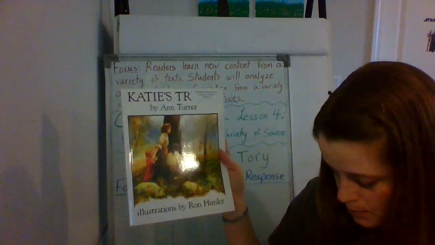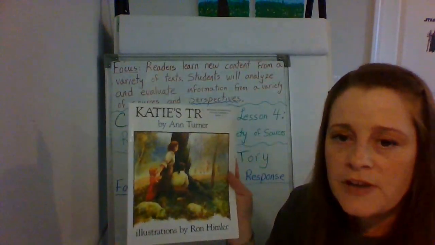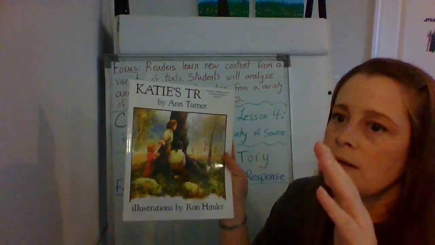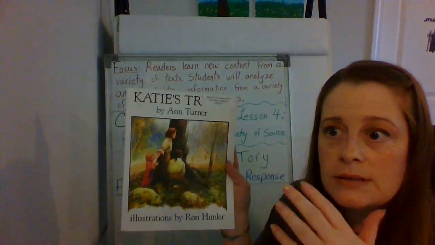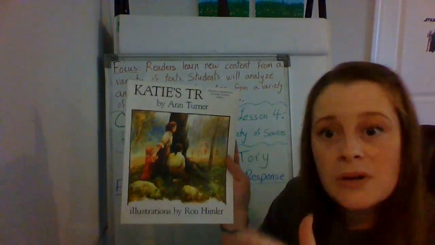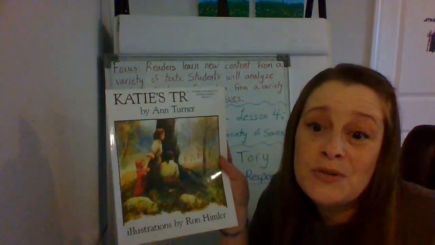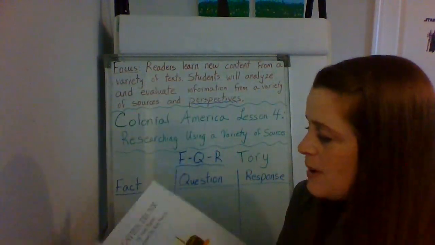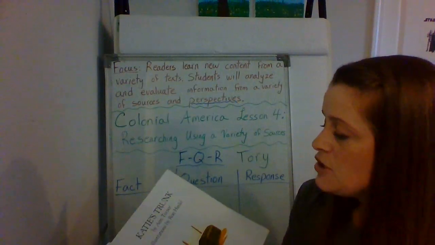This is by Ann Turner, and it's a historical fiction book that takes place right after that whole Boston Tea Party. So right after some of the loyalists, the people who wanted a new America, said, ooh, we don't like these taxes. We're going to get rid of all of this. This happens right after. And there's a lot of tension between neighbors and people who are joining different sides, people who used to be friends, maybe even family, and they're disagreeing about what's happening right now. So we have Katie's Trunk by Ann Turner, illustrations by Ron Himler.